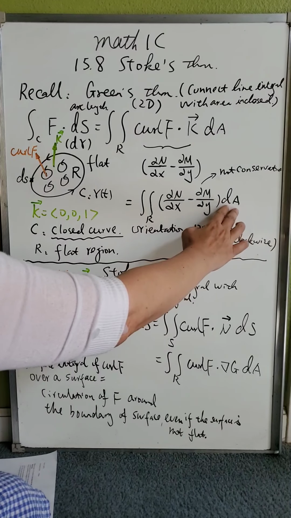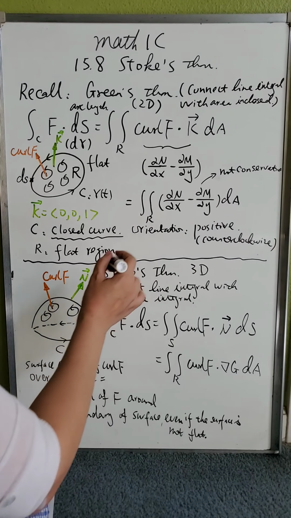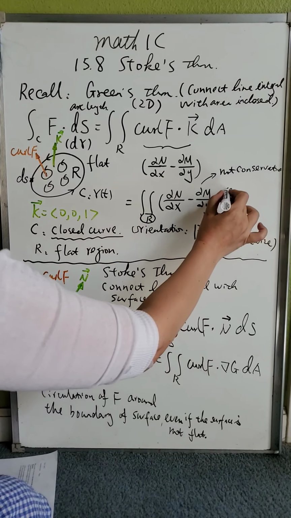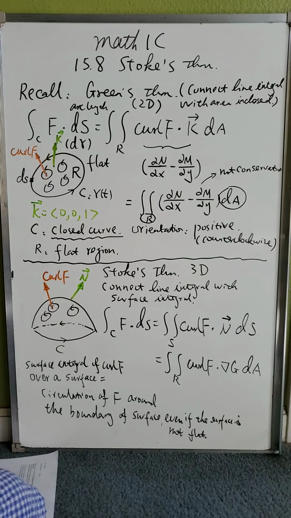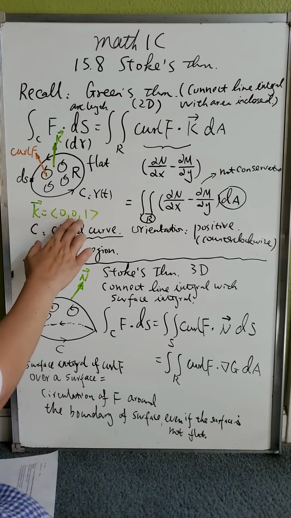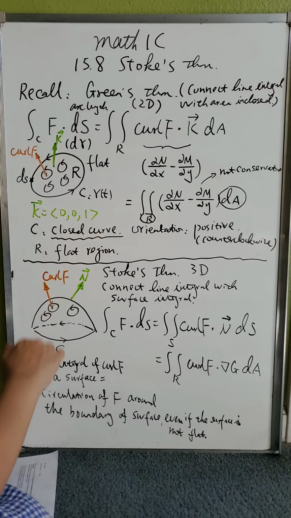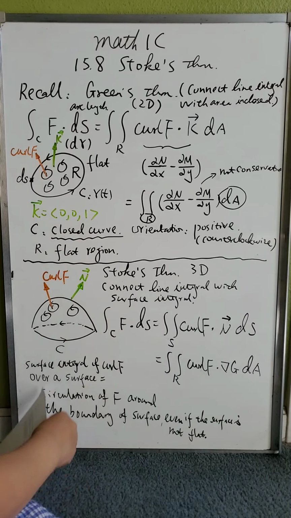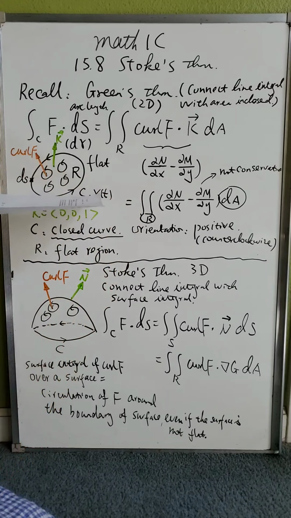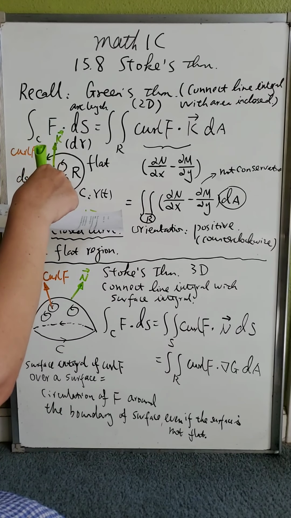So times dA. When you have an R, you need to have a dA, that's a match, so you use dA for two dimensions. K is just a unit normal vector, it's (0, 0, 1), because it's flat. When you're flat, your normal vector will be right here, (0, 0, 1).